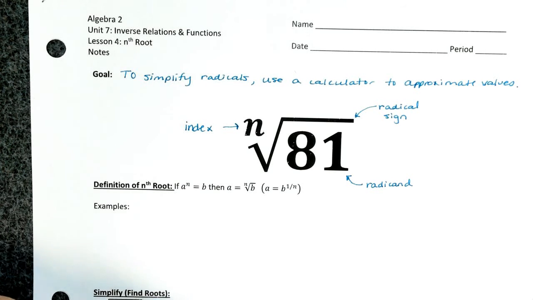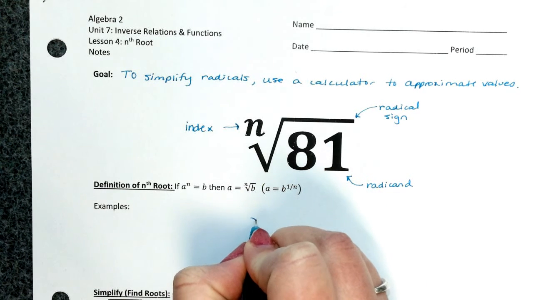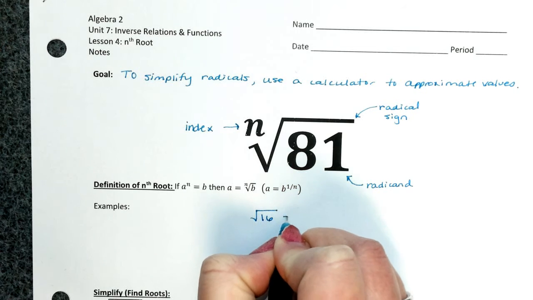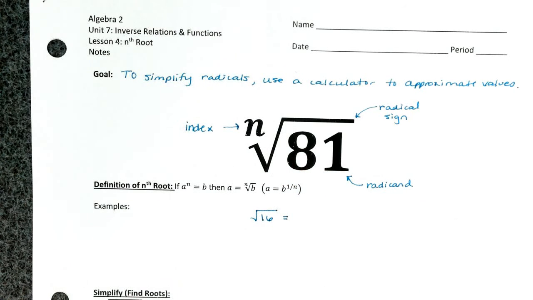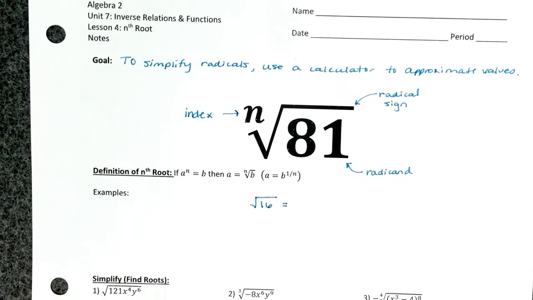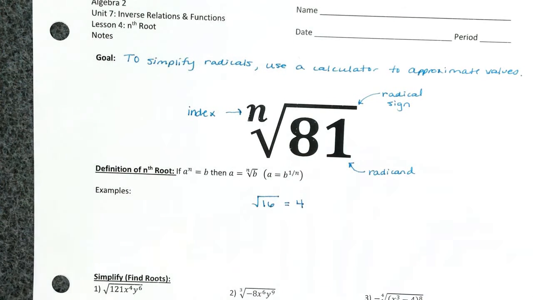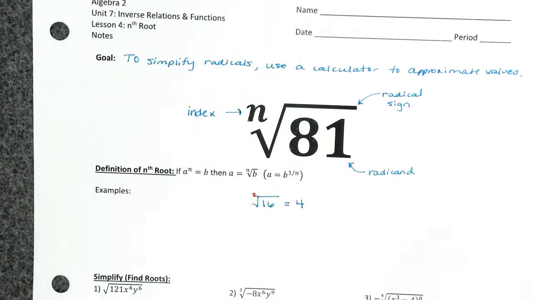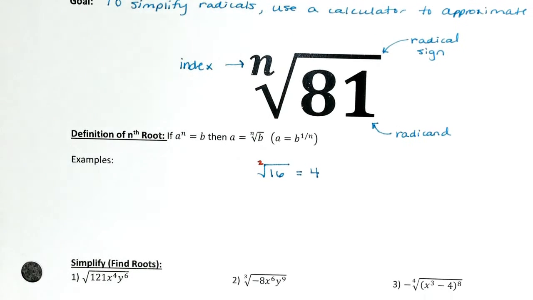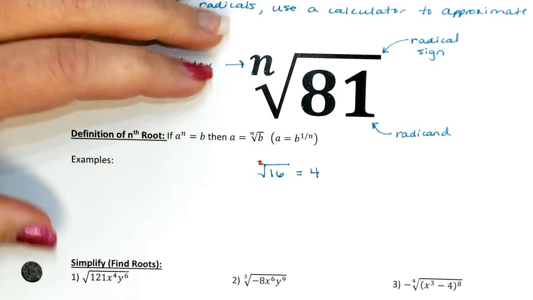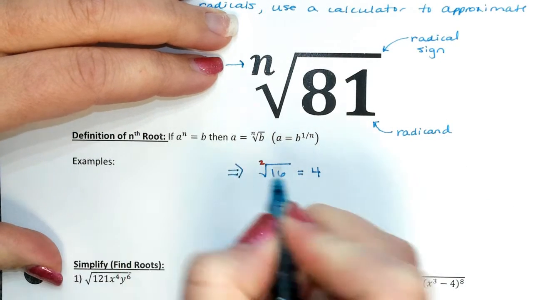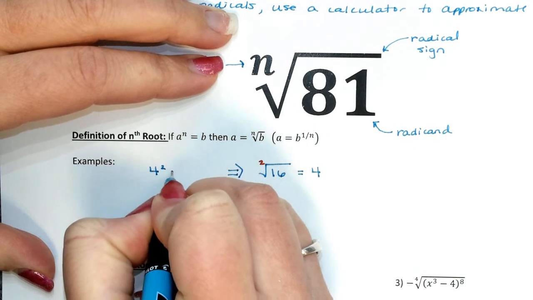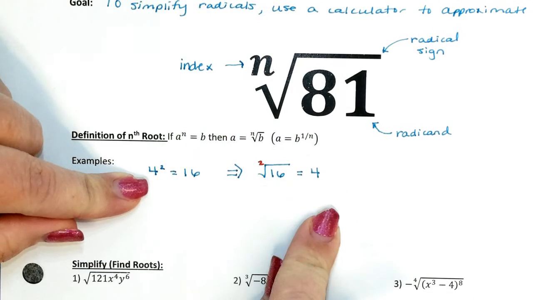So what are square roots? Something that you probably already know is what the square root of 16 is. What is the square root of 16? 4. And you guys already knew the answer. Now the reason why your answer is 4 is because in a square root you have an invisible 2 right here. Your index is an invisible 2. Okay? So what that means, where this comes from, is that 4 squared is equal to 16. That's why the square root of 16 is 4.